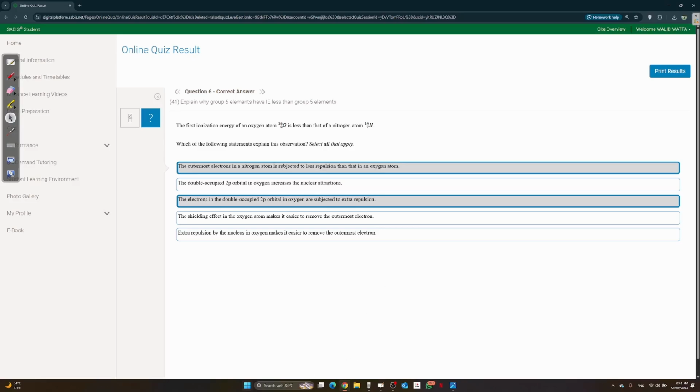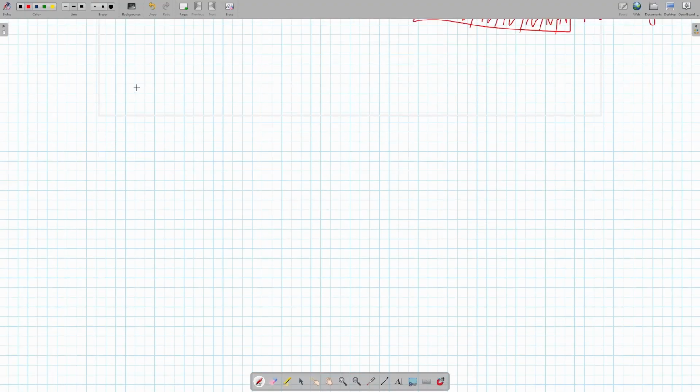The first ionization energy of an atom is less than that of a nitrogen atom. Which of the following best explains the observation? Now, let me catch a breather. Let me explain to you what is ionization energy. In every atom, I need you to focus with me very well. In every atom, we have 2 types of electrons.